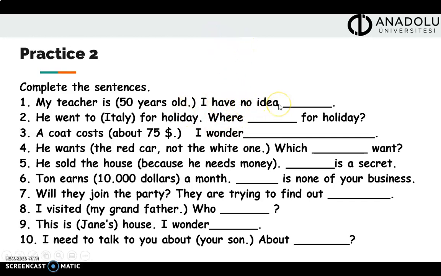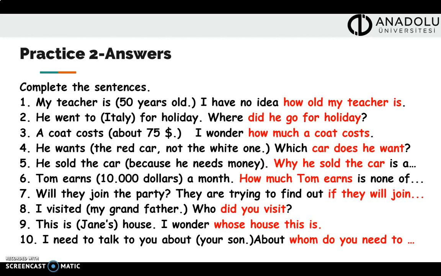I have no idea, it says, so this is an indirect question because it is the subject of another sentence. But here it starts with where and it ends in a question mark, no other details. So this is an independent question. So this is a direct question. Pause the video and write your answers. Yes, you can check your answers.